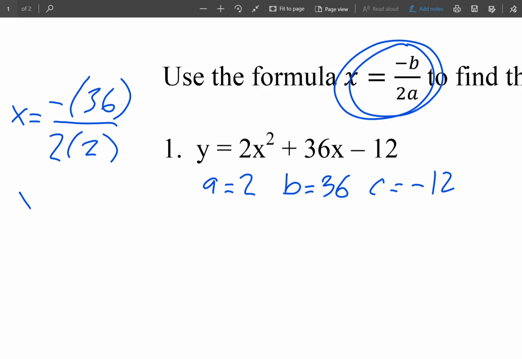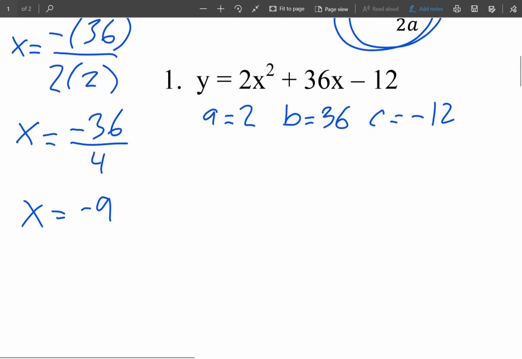And I'm going to simplify this. This becomes negative 36 over 4, which then becomes negative 9. Alright, so at this point I've found the axis of symmetry. The next thing I need to do is substitute that into the original equation.